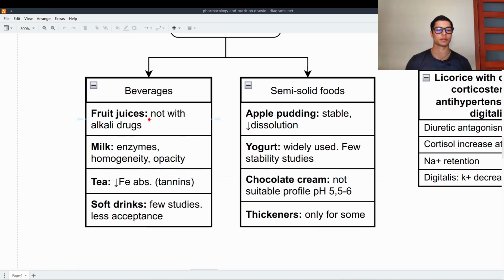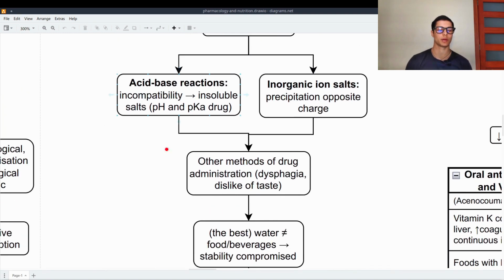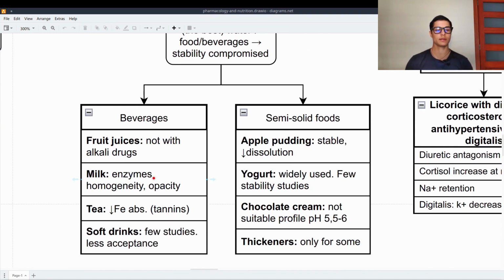Beverages: fruit juices, not with alkali drugs, because fruit juices such as apple and orange are acidic. Therefore, we're going to have an acid-base reaction. Milk has enzymes. Homogeneity and opacity of the milk will not be in our favor. We're not going to see if the drug is diluted.